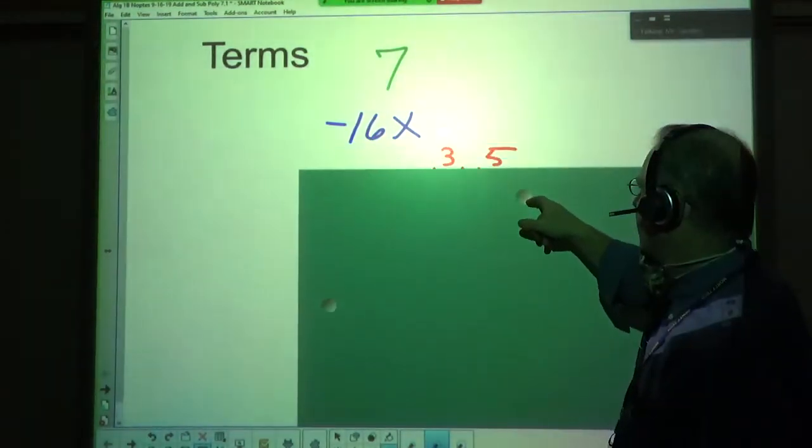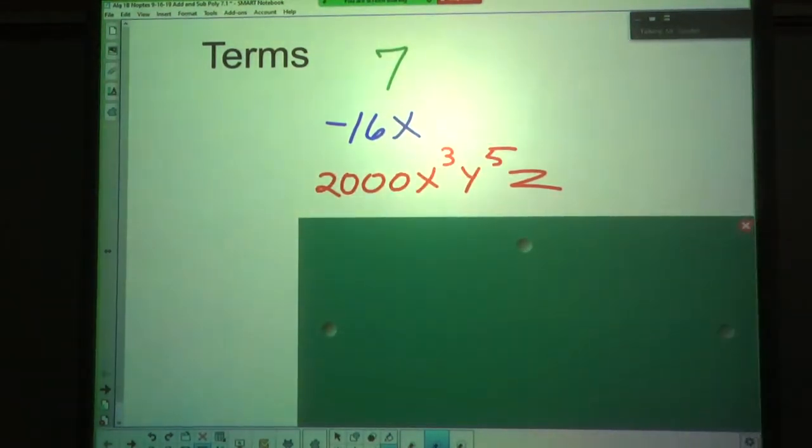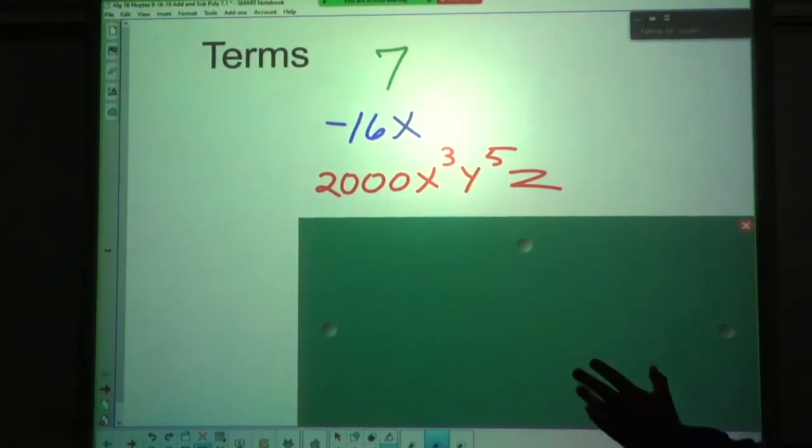And then here's another example. One term, 2000 x to the third y to the fifth z. That's all one term.